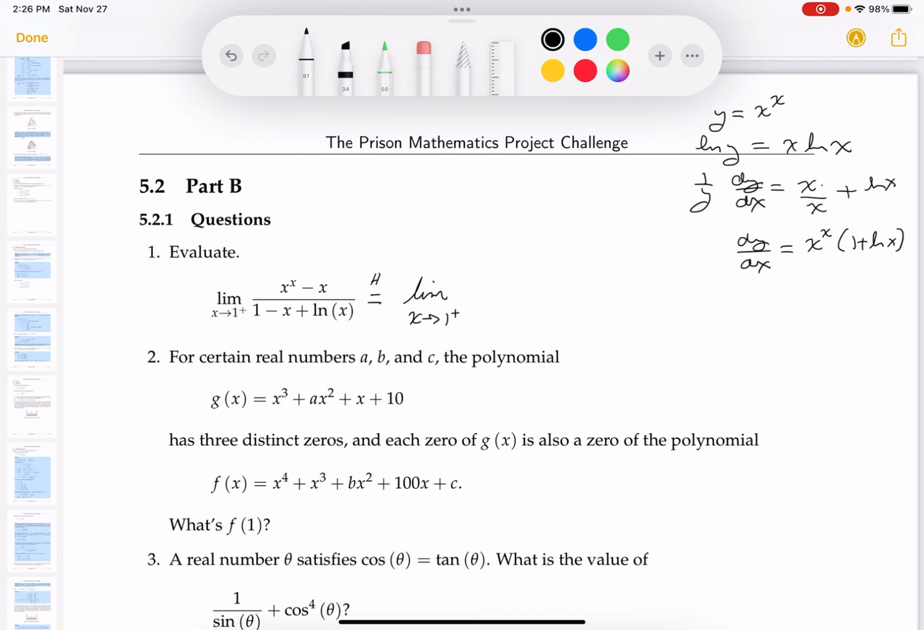And I needed that, by the way, because I have to do this. And I'm hoping things are going to go smoothly. If not, I have to rethink the problem. So what do you get? On top, you get this. X to the x times, I'm taking the derivative of the top, 1 plus the natural log of x minus 1. On bottom, its derivative is going to be minus 1 plus 1 over x.